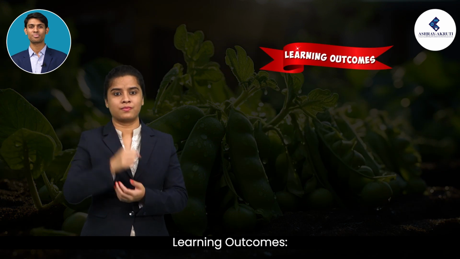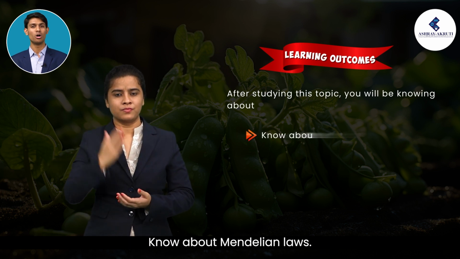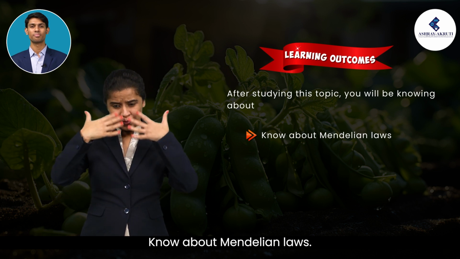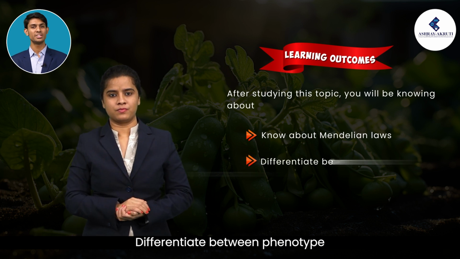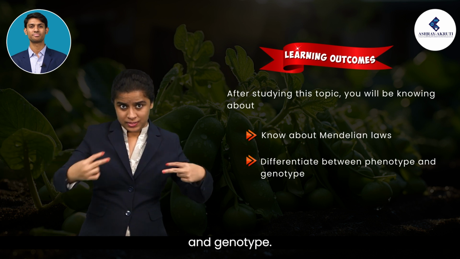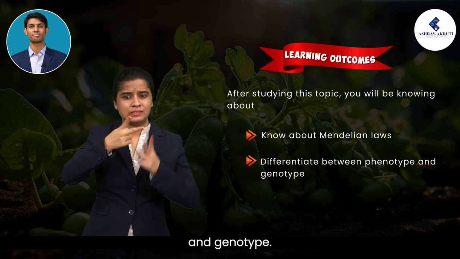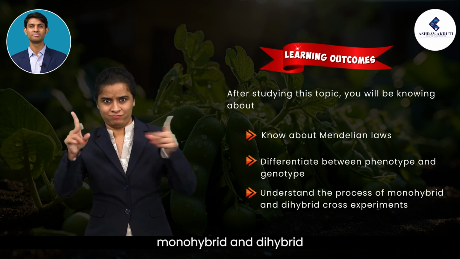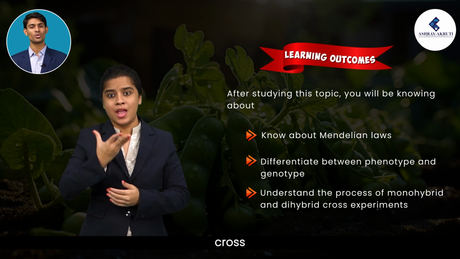Learning outcomes. After studying this topic, you will know about Mendelian laws, differentiate between phenotype and genotype, and understand the process of monohybrid and dihybrid cross experiments.